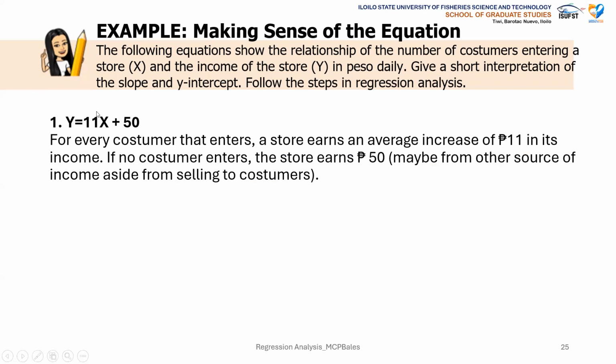The slope is the additional income for every 1 customer that enters. If no customer enters, meaning your x is 0, the store earns 50 pesos. Maybe from other sources of income, aside from selling to customers. Okay?